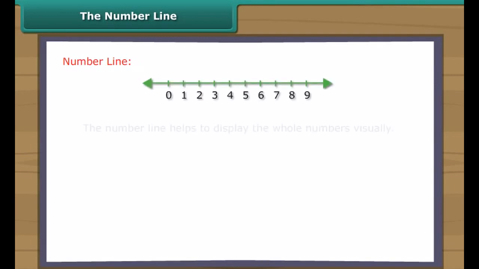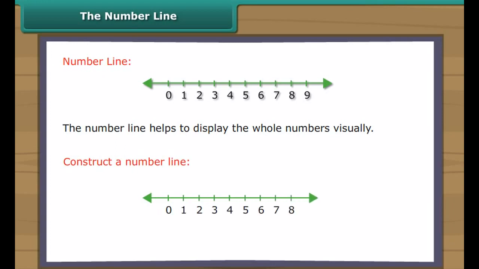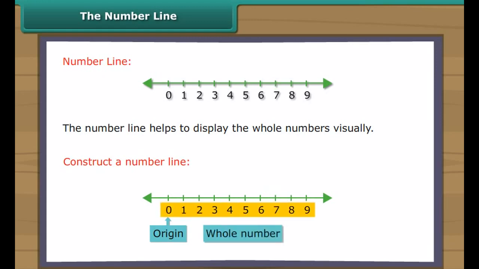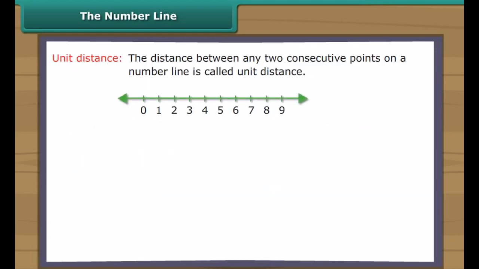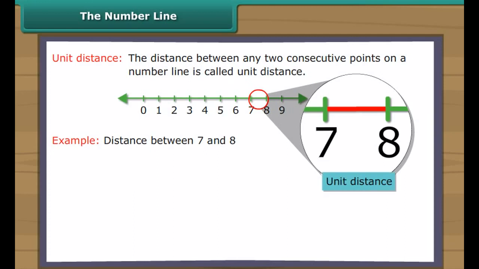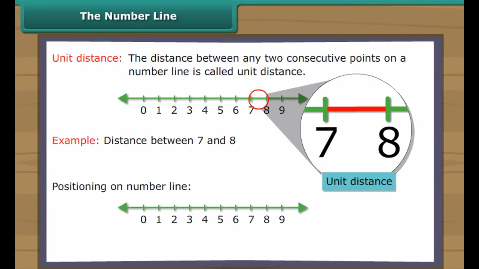The number line. The number line helps to display the whole numbers visually. To construct a number line, we simply draw a straight line, choose any point on the line and label it 0. This point is called the origin. We then choose some convenient length and, moving to the right, mark off consecutive intervals, or paths, along the line starting at 0. We label each new interval endpoint with the next whole number. The distance between any two consecutive points on a number line is called unit distance. Out of two whole numbers, the greater number comes on the right of the other number on the number line.